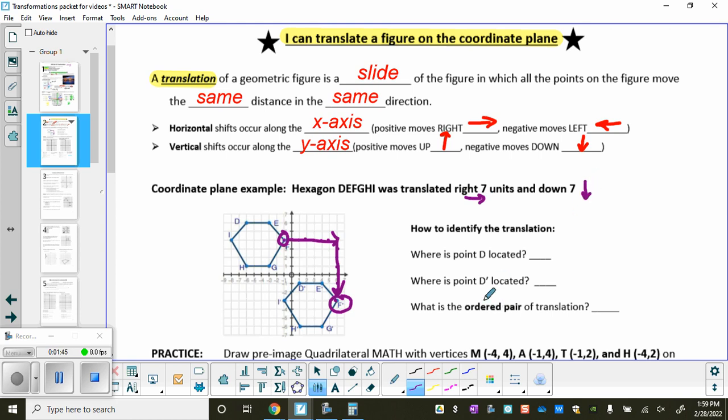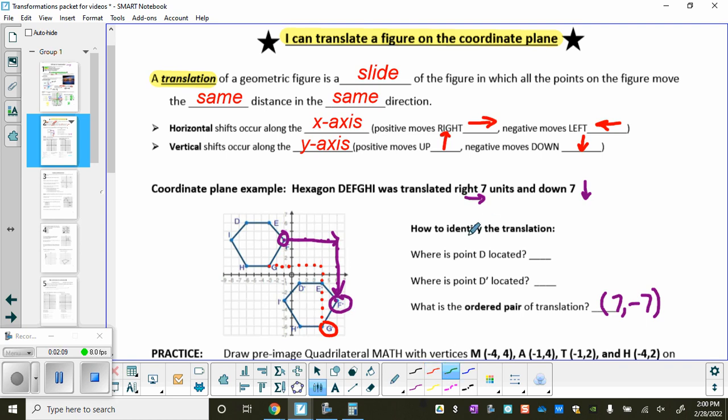So the ordered pair of this translation looks like this. That means take every point and go over 7, then go down 7. Every single point should do that. Like G, for example, 1, 2, 3, 4, 5, 6, 7. 1, 2, 3, 4, 5, 6, 7. So G prime is also there.